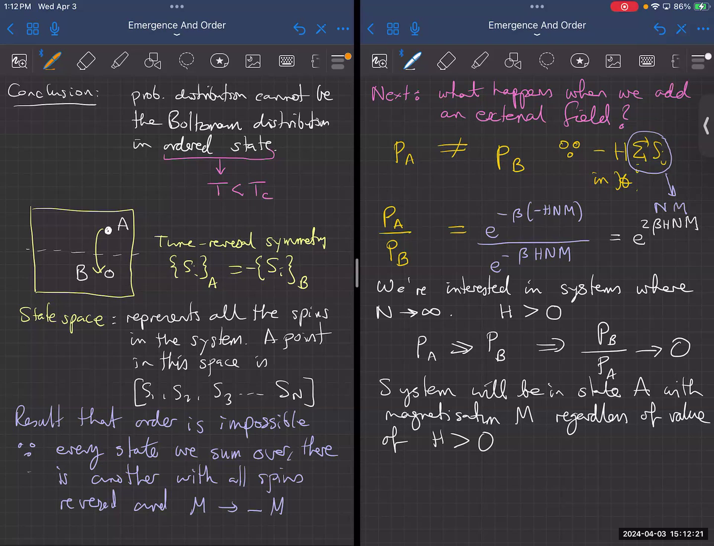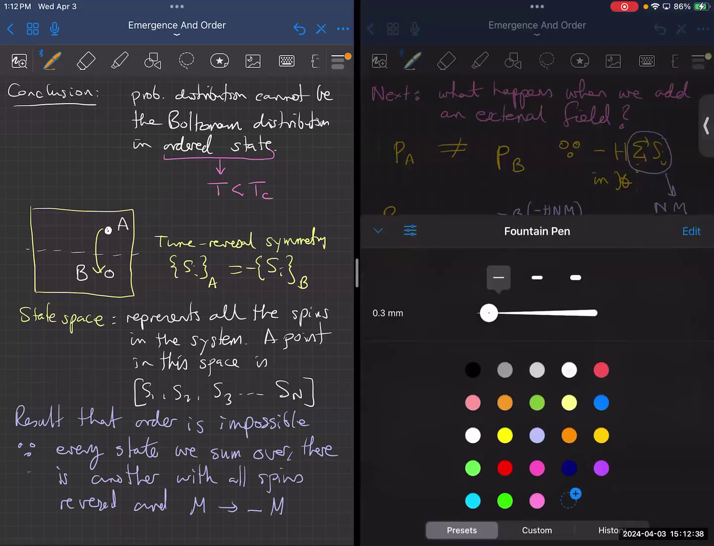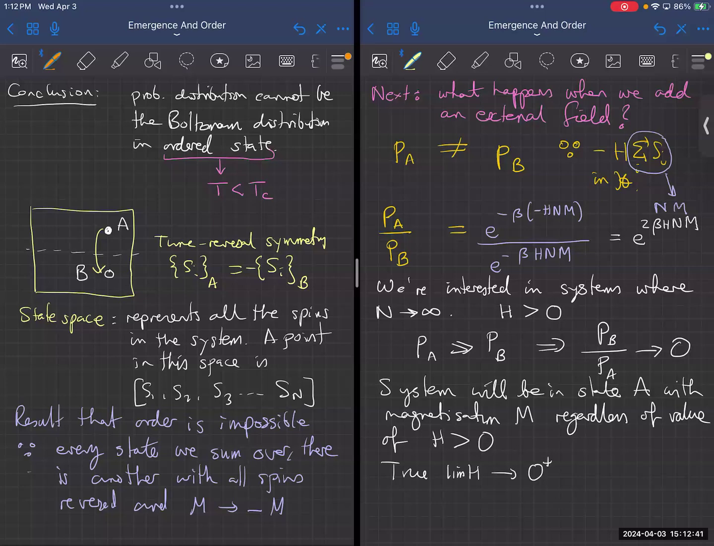So as long as h is non-zero, that's true, and therefore it's also true in the limit as I take h going to 0 from above. So that's an interesting statement. I can do the opposite thing. Suppose h is actually in the negative direction, then what I'll get is that P_A over P_B will go to 0, even as h goes to 0 from below.